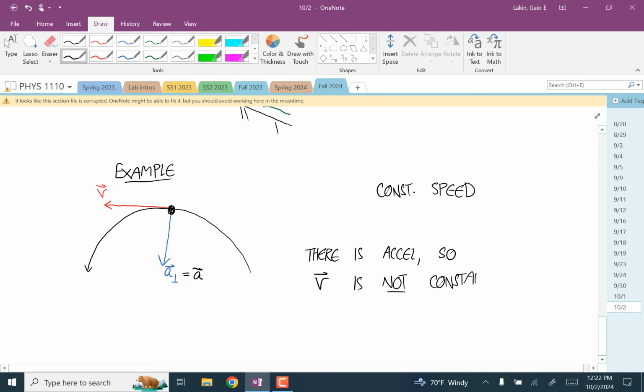So if the speed is constant, how can the velocity not be constant? How can the velocity be changing? The direction, exactly. Remember that velocity is a speed combined with a direction. And if either of those change, the velocity changes.